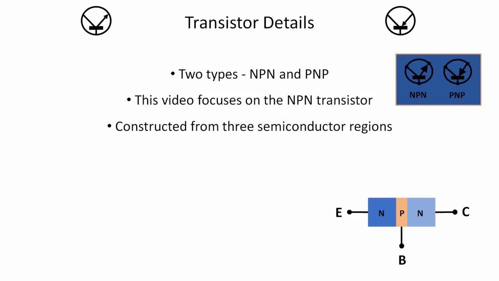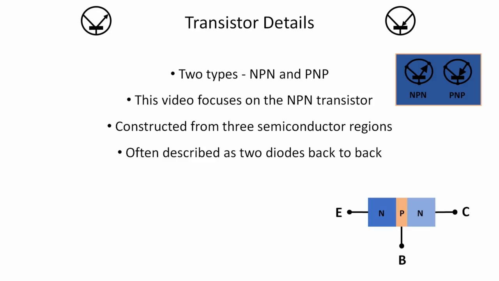So there's the emitter, the base and the collector, and I've chosen the shading of colour there to try and emphasize how much doping has been applied to each region. So the emitter is quite heavily doped in the darker blue. The base is lightly doped P-type material, and the collector is less heavily doped N-type material.